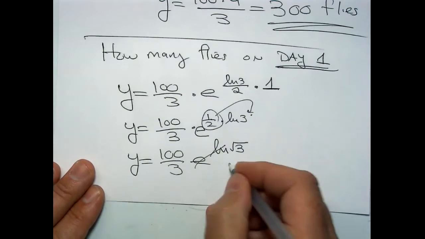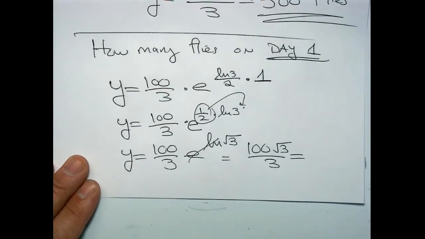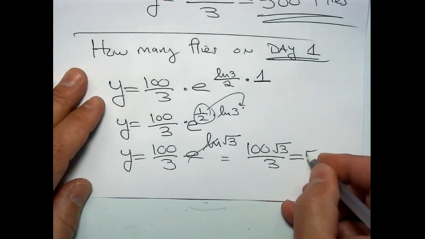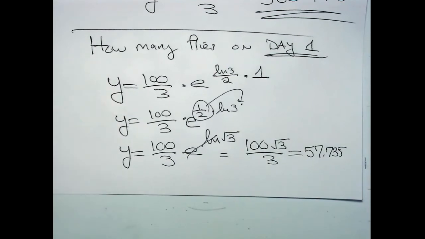And there it is again, another cancellation. So it's 100 square roots of 3 over 3 equals. And that way, I actually know how many flies we started with. So let's calculate that. 100 times the square root of 3 divided by 3. So 57.735. Well, we can't really have 57.735 flies. So we started with most likely about 58 flies. 58 flies on day 1, 100 flies on day 2, 300 flies on day 4.